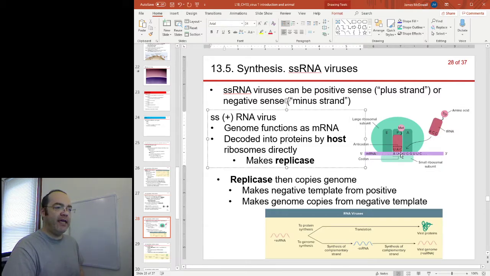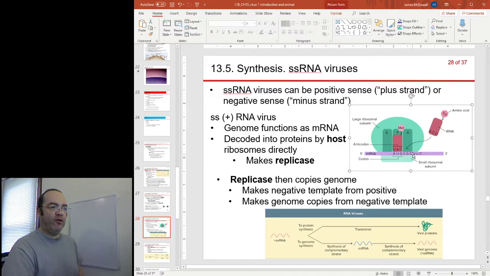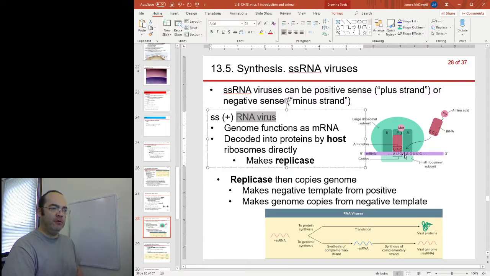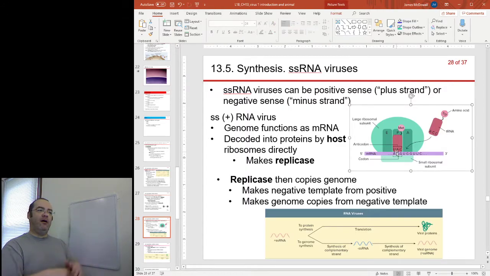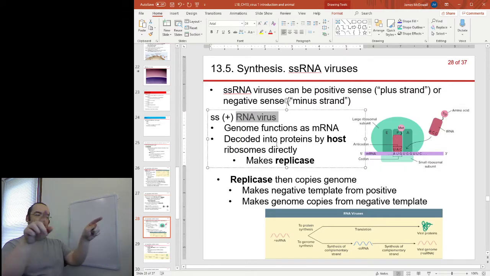One of the protein enzymes that will be encoded in our RNA genome will be the replicase enzyme itself. So somewhere on the virus's genome will be the gene that then makes the ribosome build the replicase. And then the replicase can go ahead and start to duplicate the genome.